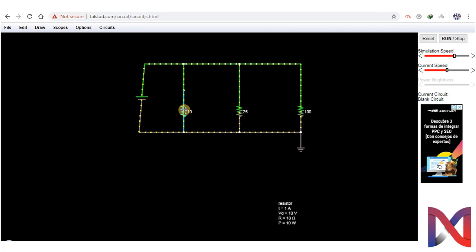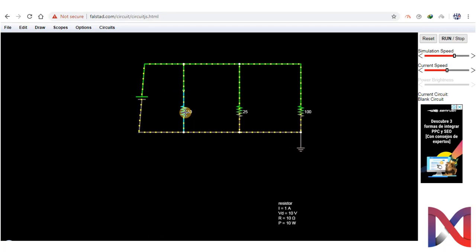Coming to the 10 ohm resistor, we have a current drop of 1 ampere here, and its value is 10 ohms. The 25 ohm resistor has a 400 milliampere current drop and the 100 ohm resistor has a 100 milliampere current drop. It is verified that the current is lower at the resistor of higher value, while the current is higher at the resistor of lower value. So the current divider rule is verified.